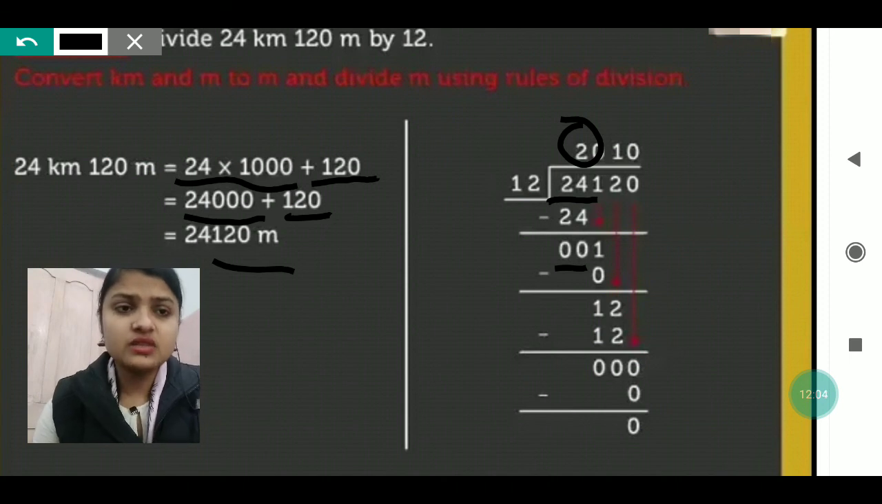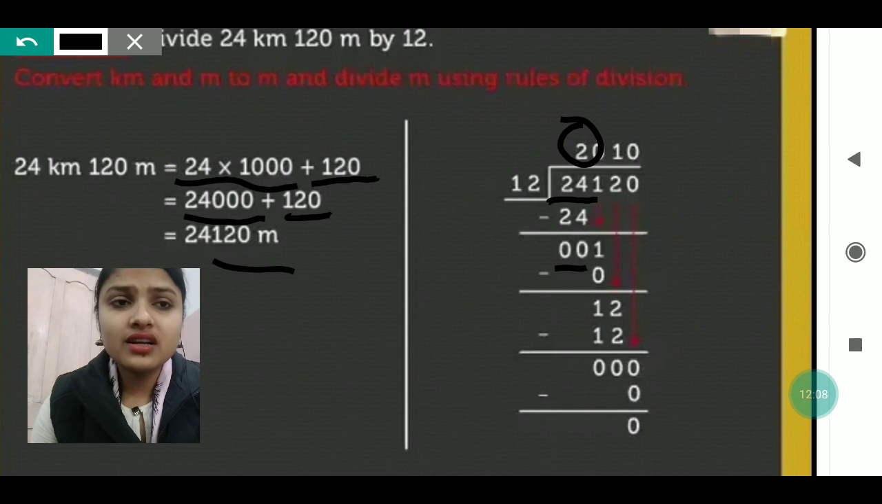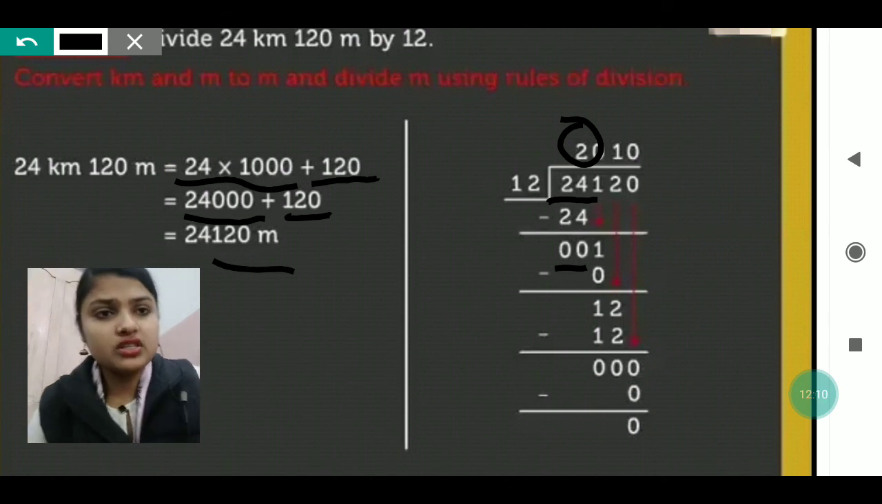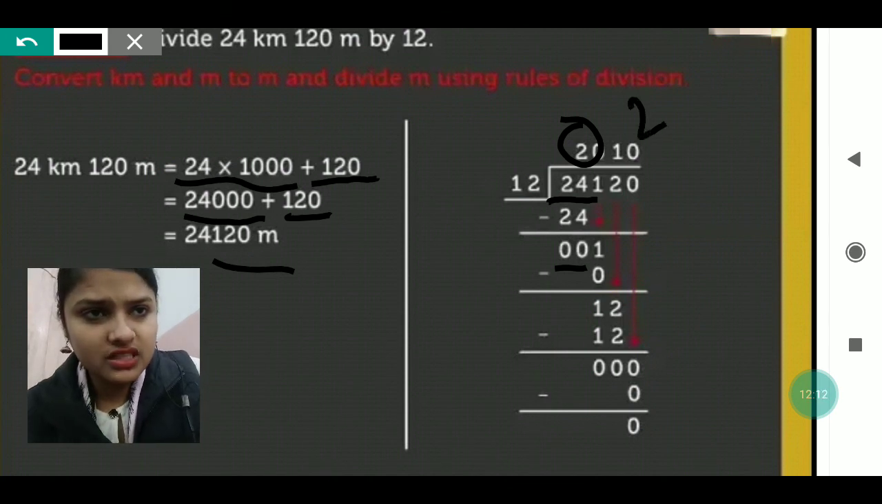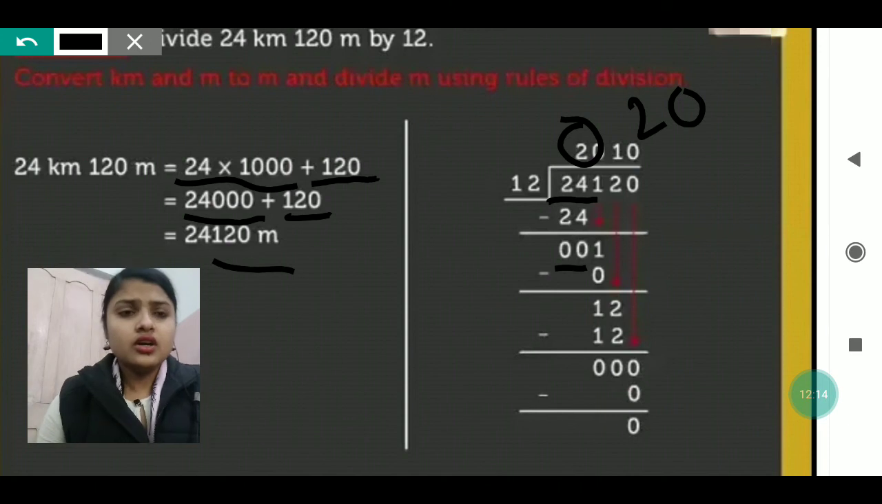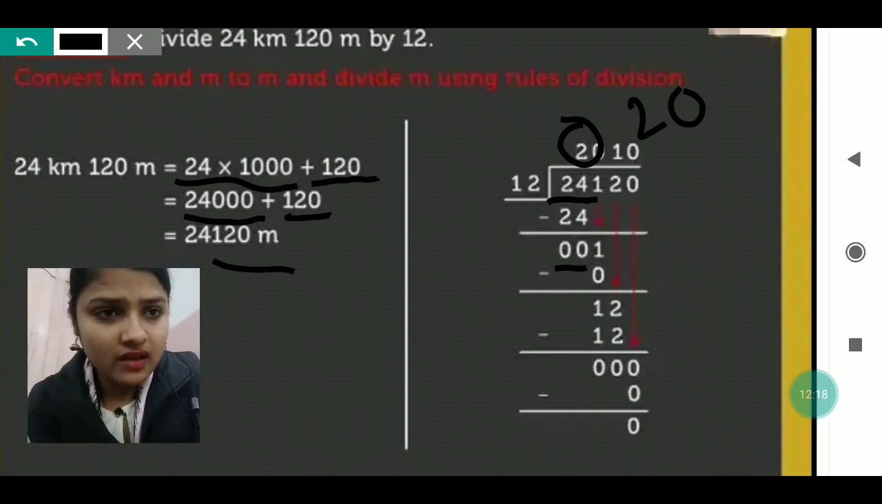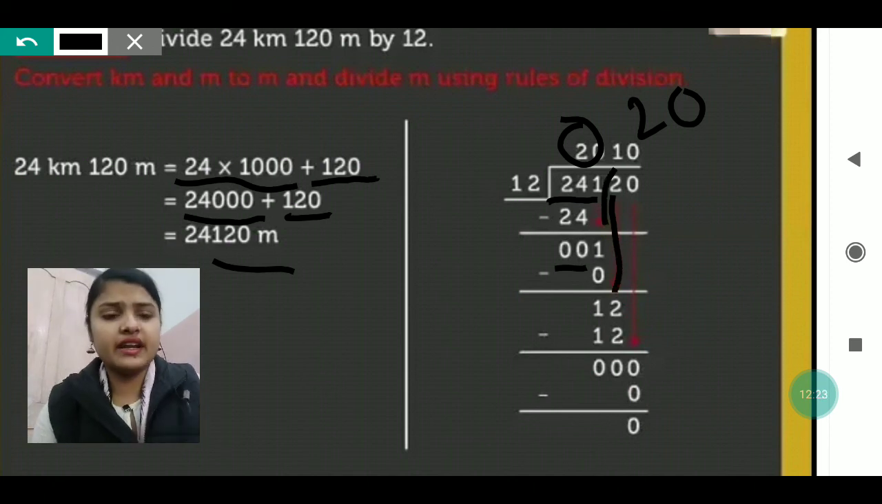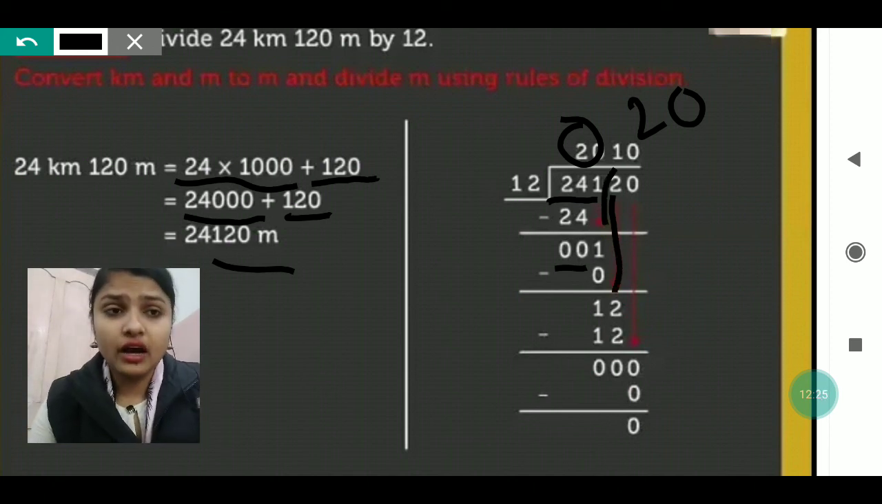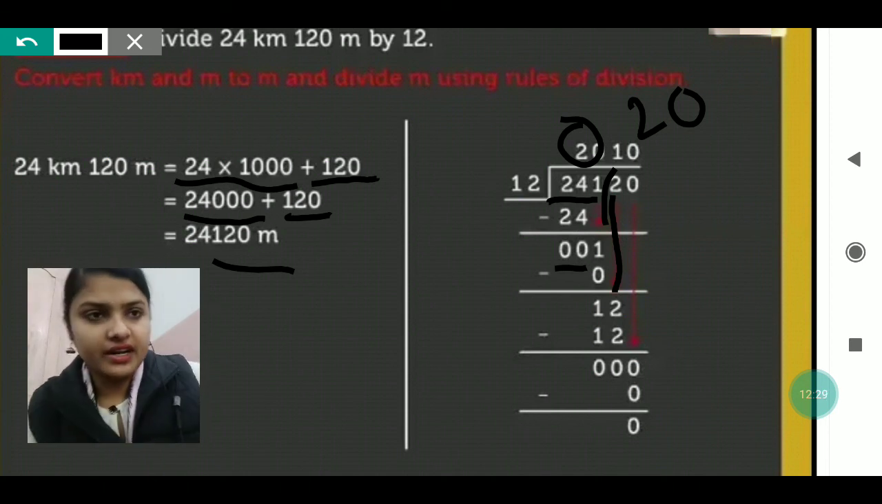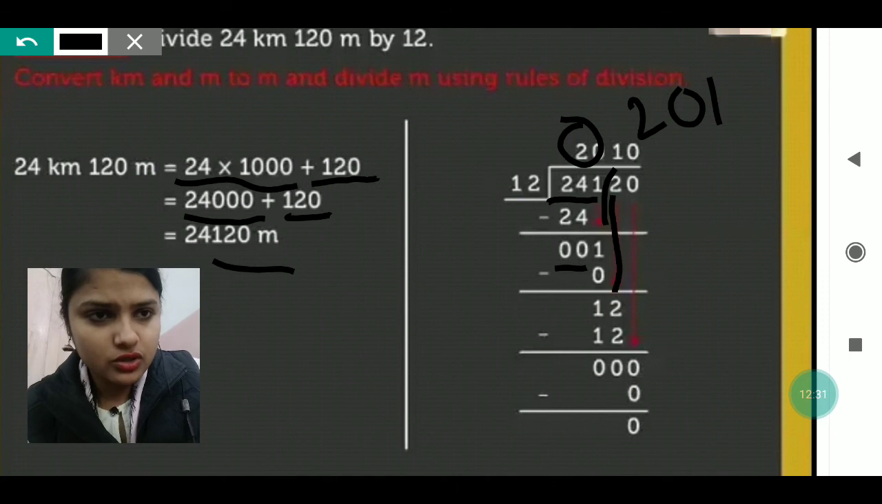When we take 1 down, we can see that 1 is not divisible by 12, so we will put 0 in the quotient, after 2. Then after putting 0, we take another number down, that is 2. Then it will become 12. Now 12 is divisible by 12 one time. So you will write 1 in the quotient, and 12 just below 12, and then you will subtract.